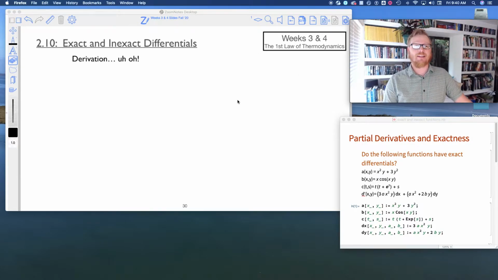So you can see I've got this thing going on here. Partial derivatives, exactness, exact and inexact differentials. This is going to be a bit of a math review. I'm going to try to keep it brief and connected to what's relevant to the course. And then we're going to come back to this idea of partial derivatives, exact and inexact differentials in a few weeks. But for now, I want to connect us with this.